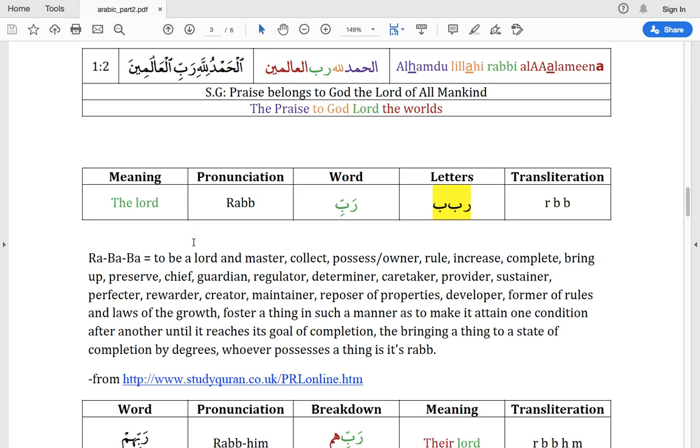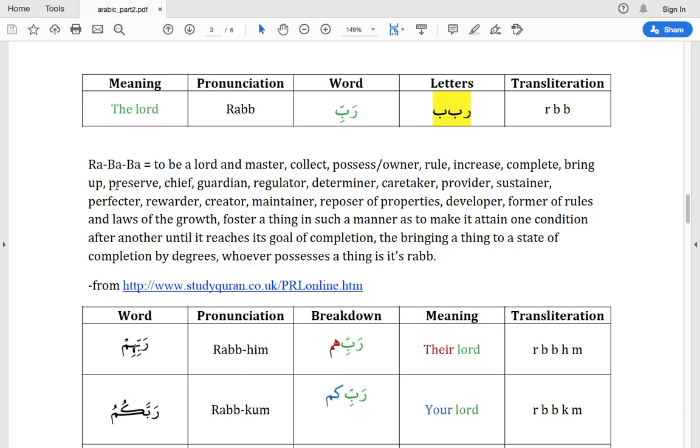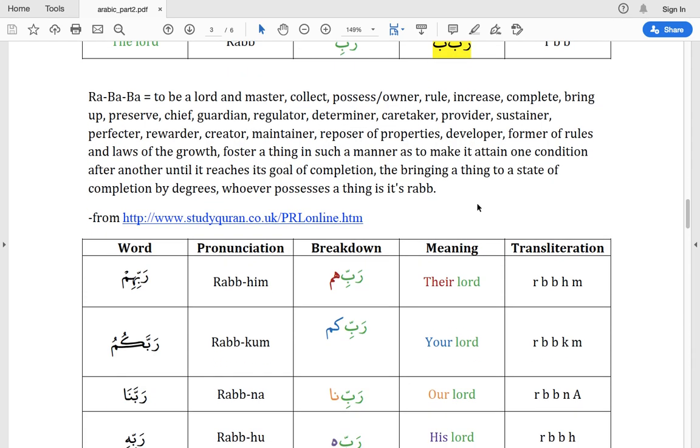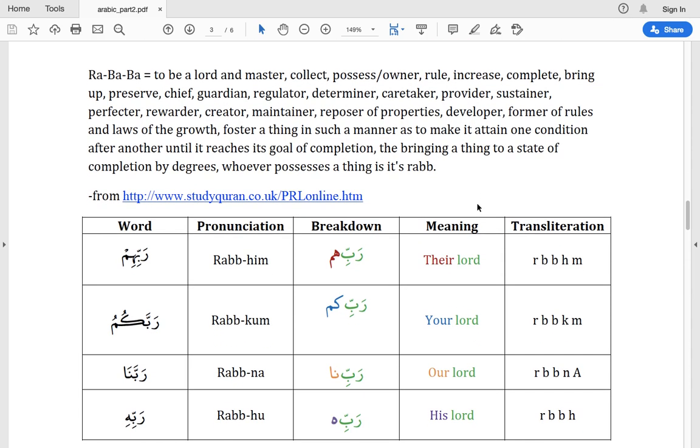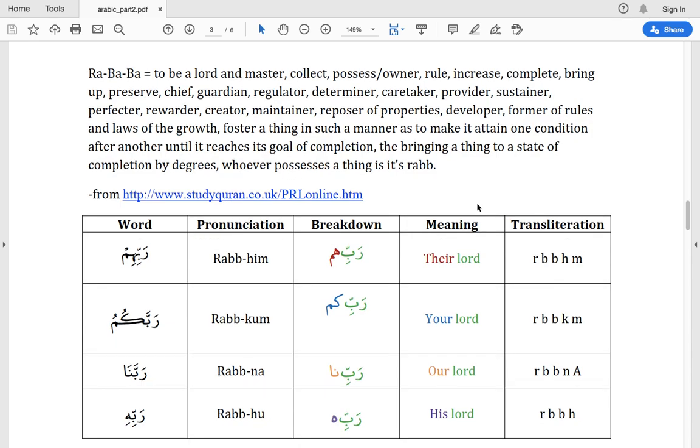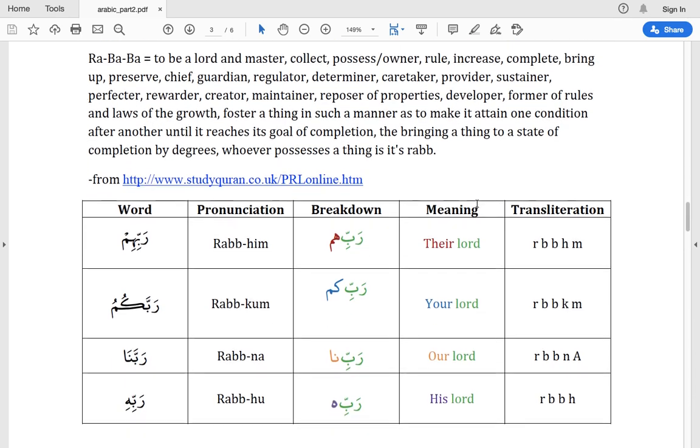The meaning is Lord, but it's a title, so the Lord is appropriate as well. Now here we have the meaning for this specific root, and this is pulled from studyquran.co.uk. Ra, Ba, Ba: to be a Lord and Master, collect, possess, owner, rule. It goes on and on. What it basically means is someone who sustains you, who nurtures you, who provides for you, who owns you. Basically, he's your master. And God is our Rabb in that aspect.